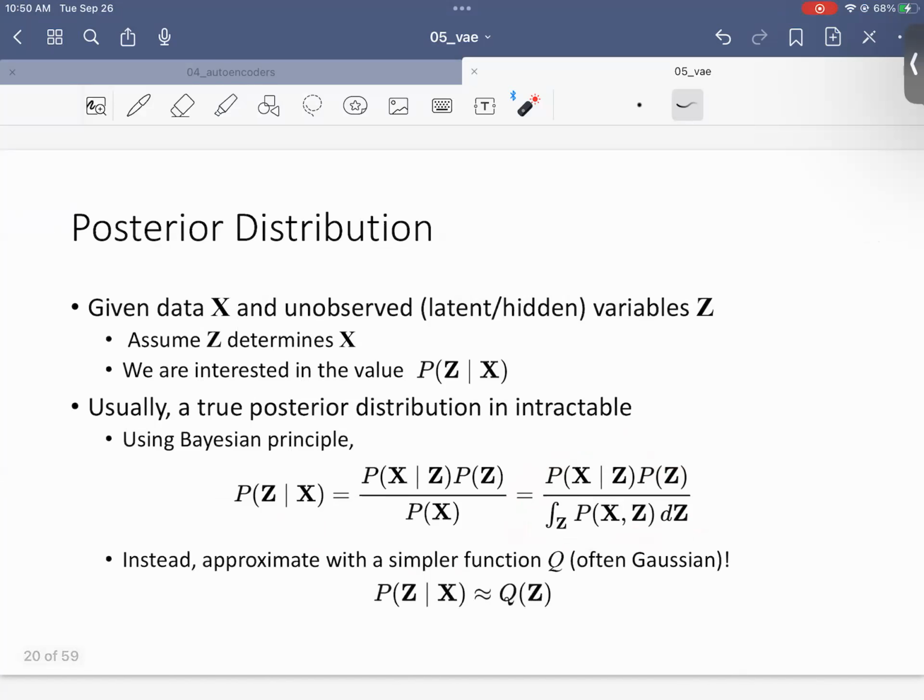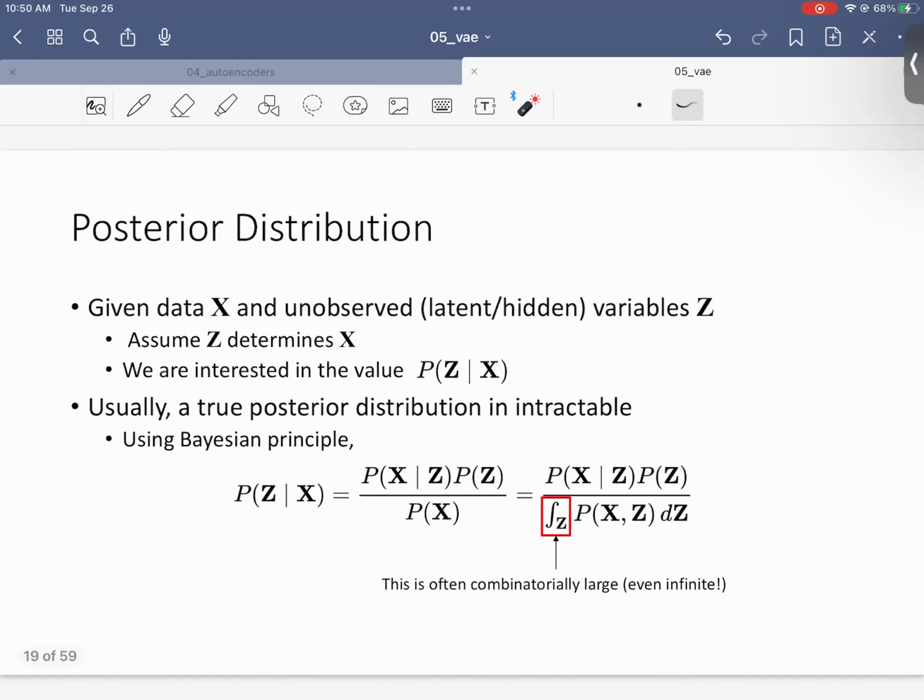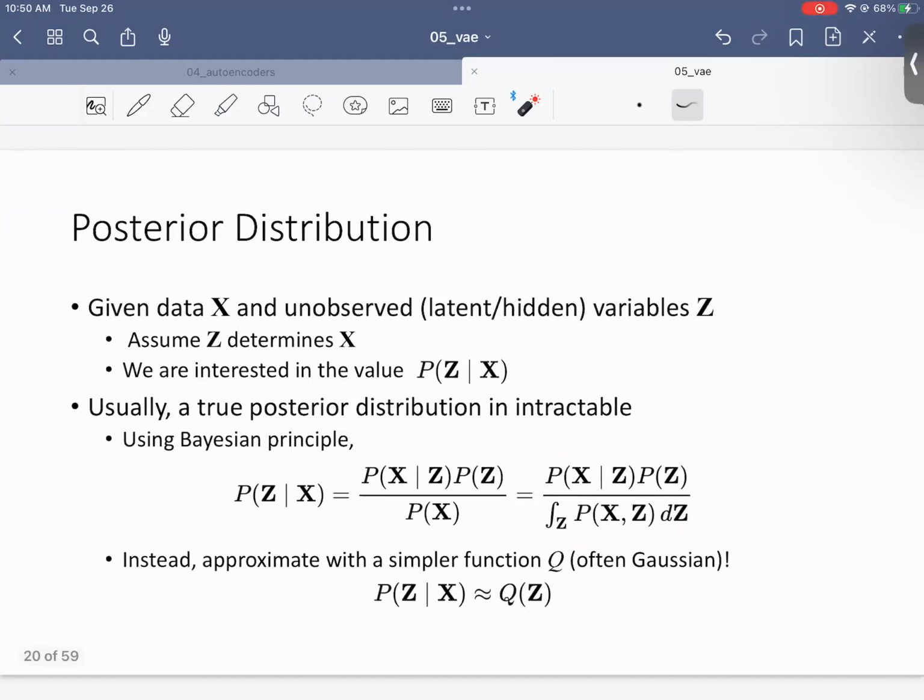What we would like to do instead is, I mean, there are other ways to handle this. You can do Monte Carlo estimation and that kind of stuff. But we're going to talk about VI, variational inference. In the spirit of variational inference, we don't know how to handle this, so we're not going to do any of this Bayesian thing. We're just going to approximate P(Z given X), the posterior distribution, with some new function, Q(Z), that I am familiar with.